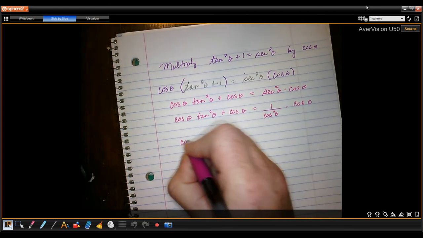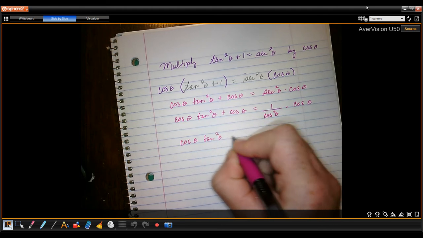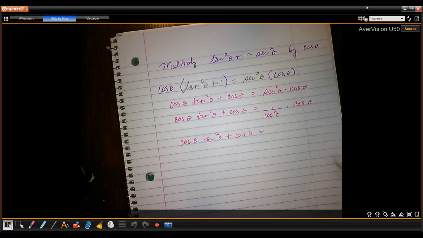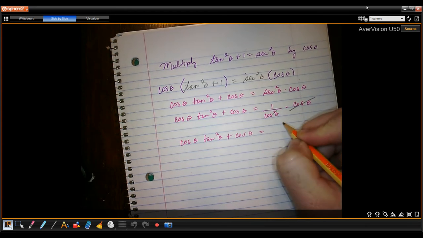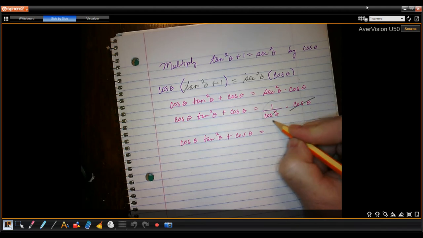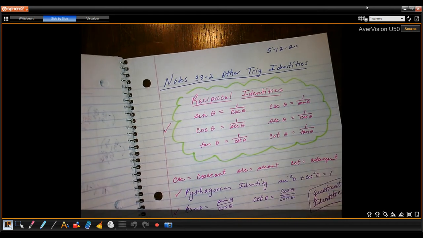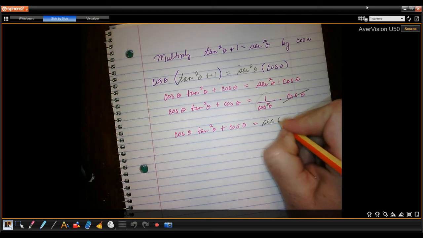So then you have cosine theta tangent squared theta plus cosine theta equals, well, what happens here is that this cosine crosses out with this one here, because this cosine squared is cosine times cosine. So it just crosses out with one of them. So you're left with 1 over cosine, right? Well, go back to your trig identities. 1 over cosine is what? Secant. So 1 over cosine is secant. So that means all of this reduces to secant theta.